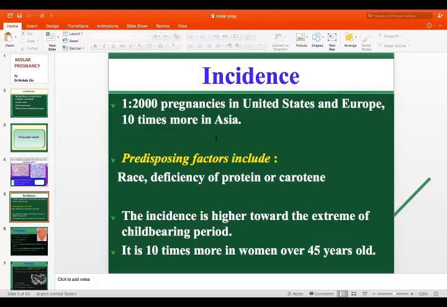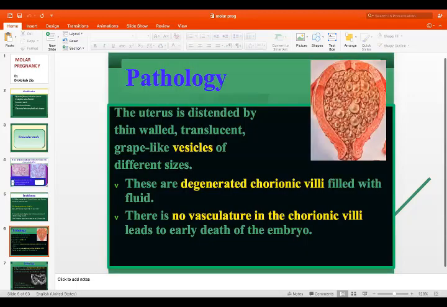It occurs in 1 in 2,000 pregnancies in the United States and Europe, and 10 times more in Asia. Predisposing factors include race, and deficiency of protein or carotene. The incidence is high toward the extremes of childbearing age. It is more common in young age and in old age, 10 times more in women over 45 years of age. So it is age related also.